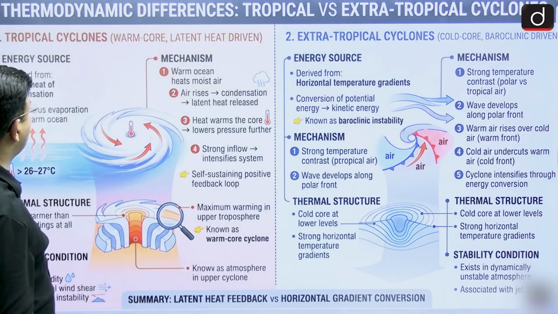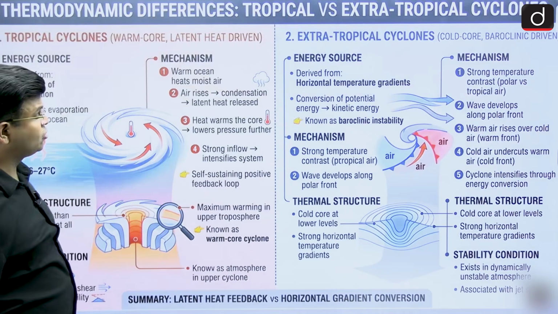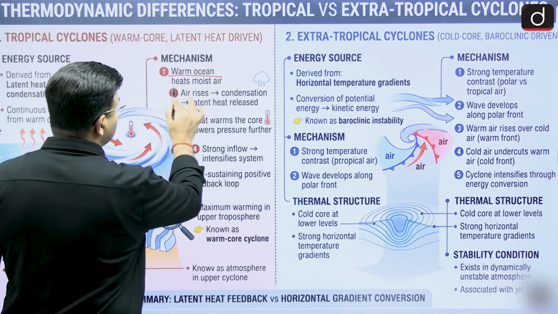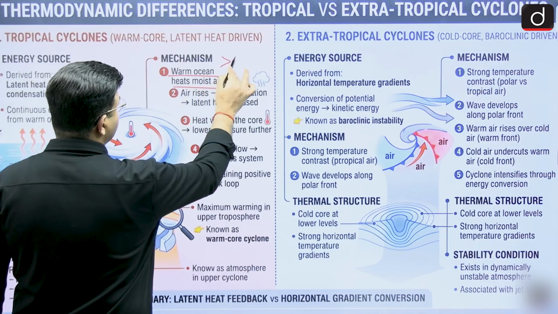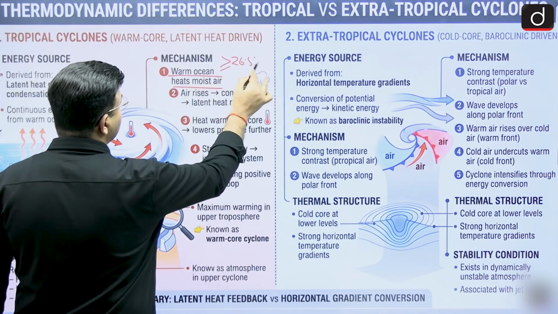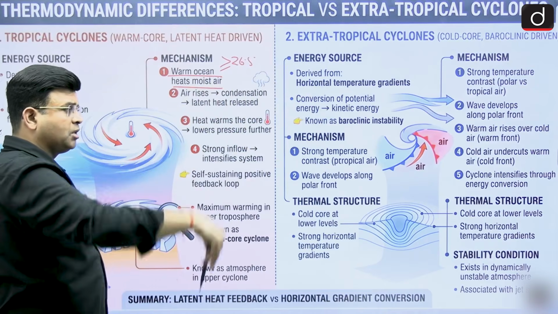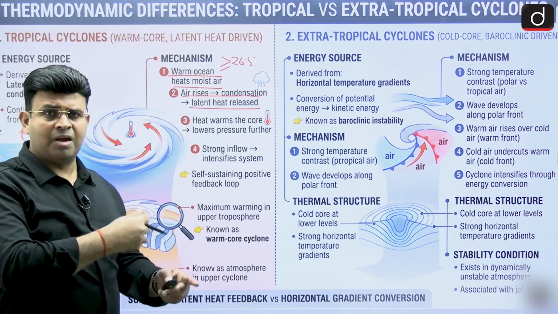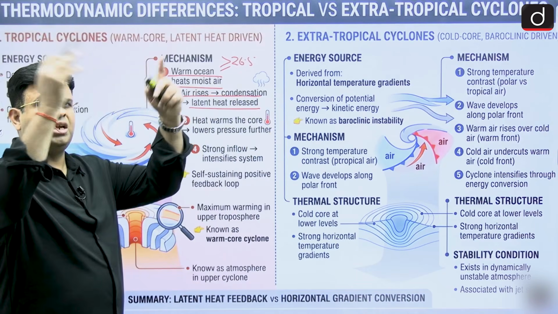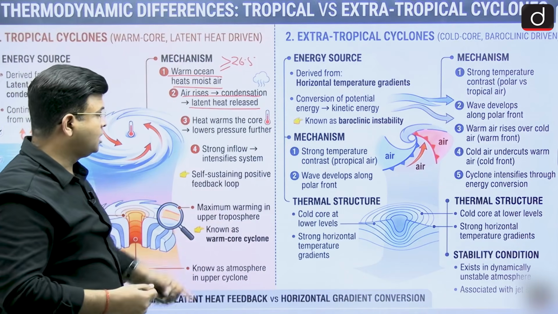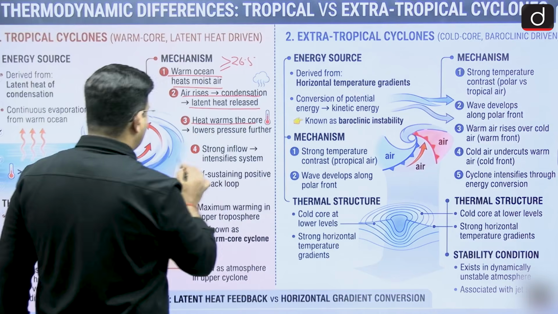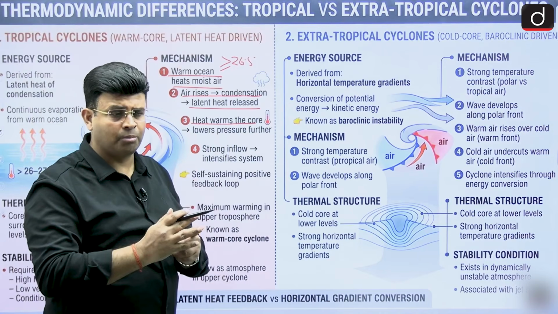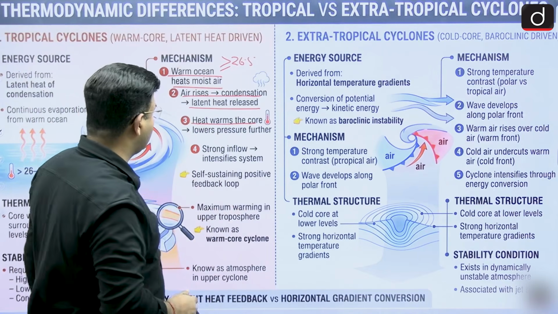Now we are going to see the thermodynamic differences between the tropical and extratropical cyclone. First of all, warm ocean heat and moisture: the temperature of the ocean should be 26.5 degrees Celsius or more. It can be 27, maybe 28, down to a depth of 50 to 60 meters. This air rises, then condensation and latent heat release occur. As it goes upward, the hidden latent heat is released, and that heat warms the core, making the central region warmer, and slowly it will develop into the eye.